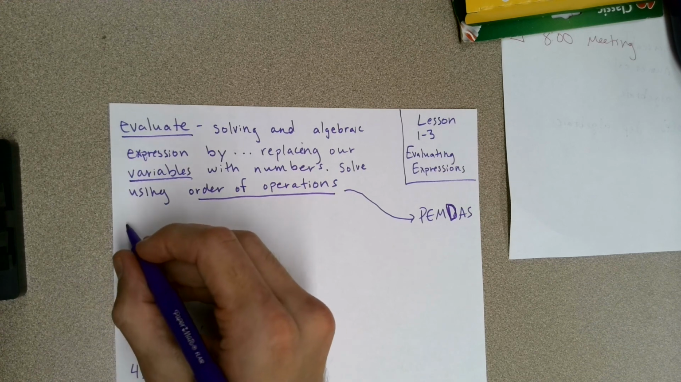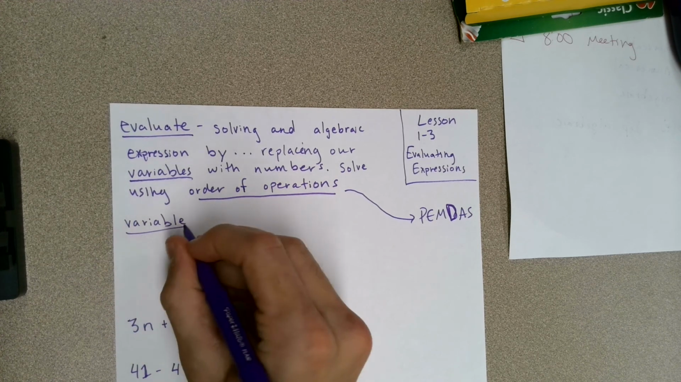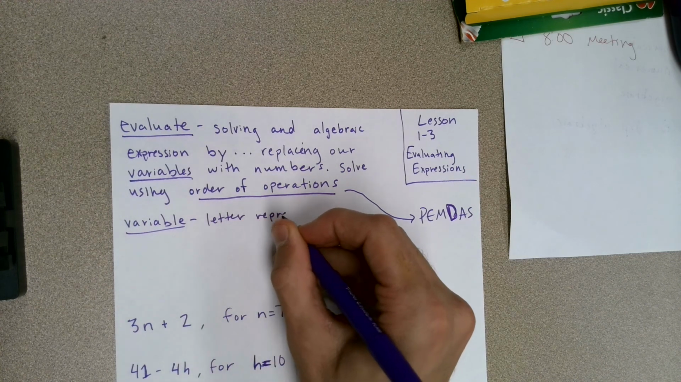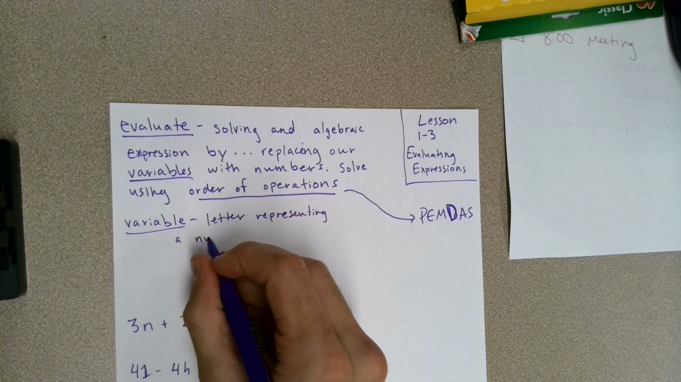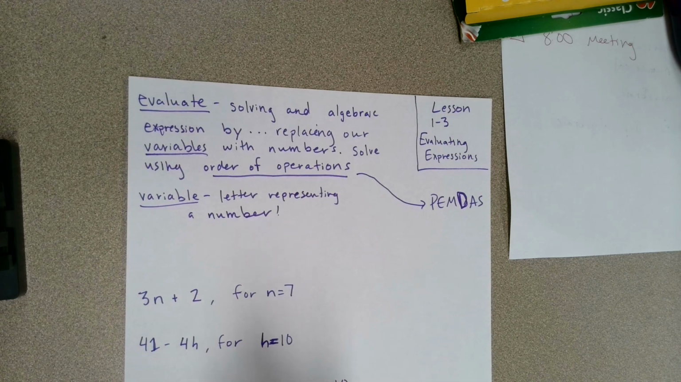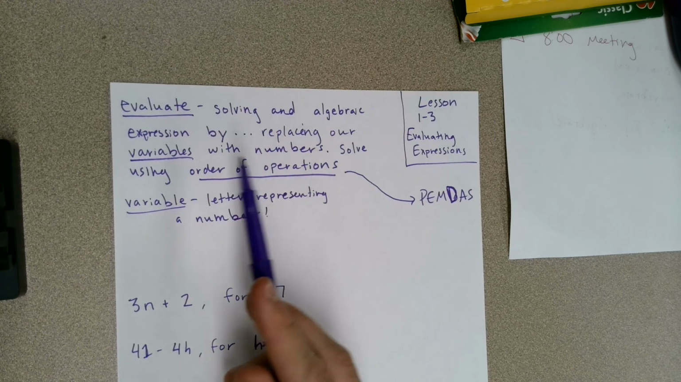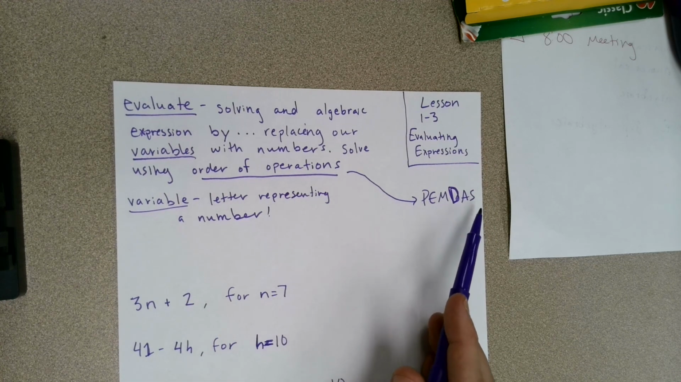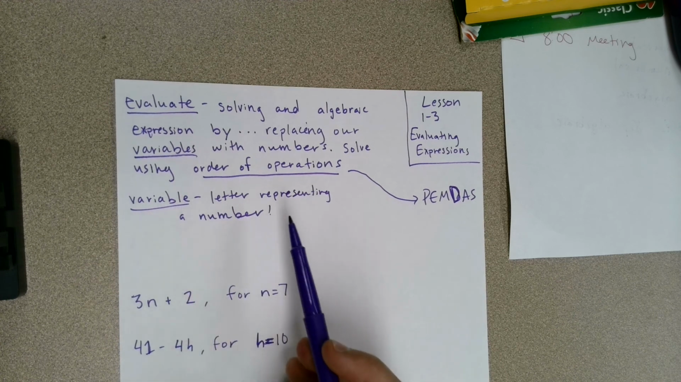Our variable, I'll rewrite that for us. Variable is a letter representing a number. All right. Write down those key terms. Evaluate: solving an algebraic expression by replacing our variables with numbers. We'll see that in a second. Solve using order of operations. PEMDAS: parentheses, exponents, multiply, divide, add, subtract, in that order. Super important. Variable: letter representing a number.